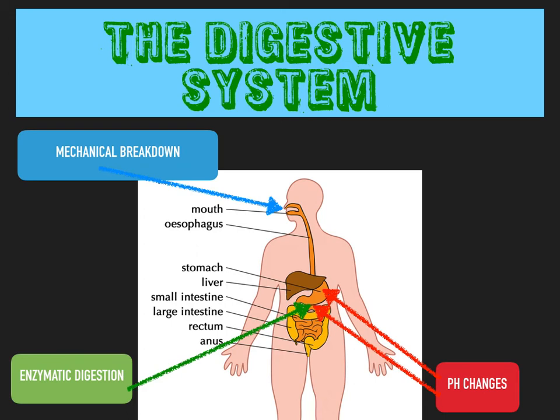As you move down into the small intestine, alkaline bile is produced by the liver and stored in the gallbladder. That serves to neutralise the pH of the stomach acid, creating optimum conditions for the enzymes present in the small intestine.